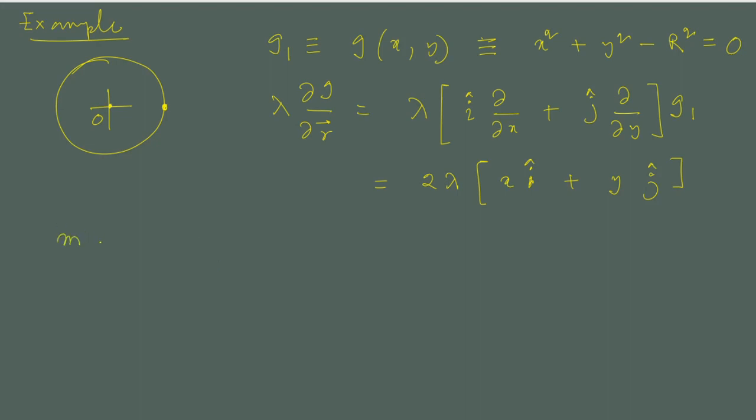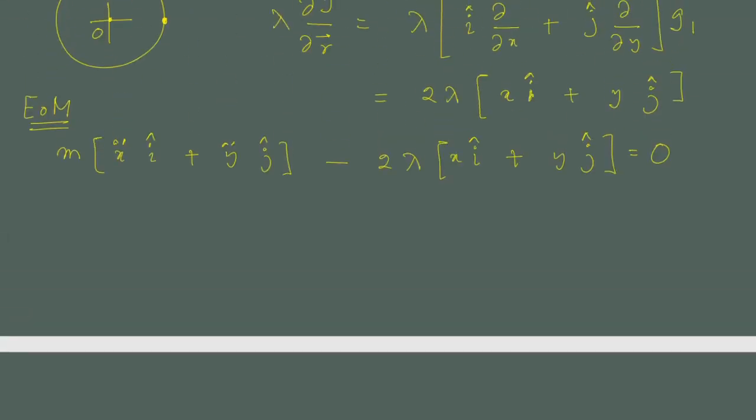So the equation of motion is simply m r double dot, which in x and y is x double dot, y double dot with their respective unit vectors, equal to this constraint force. Remember, there is no other external force. That's our equation of motion, and it can be broken down into two separate equations, one for x, one for y.